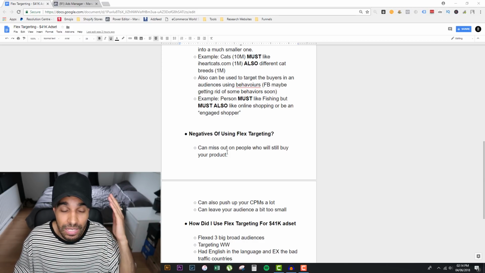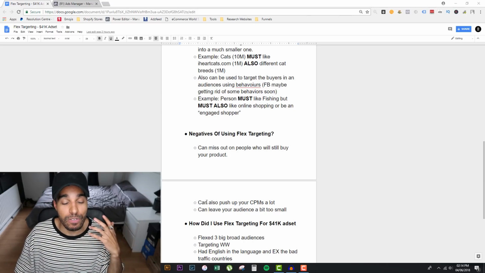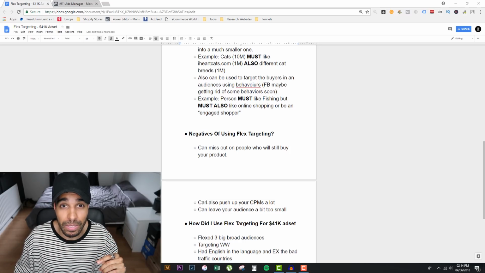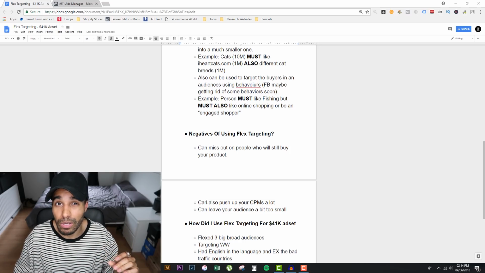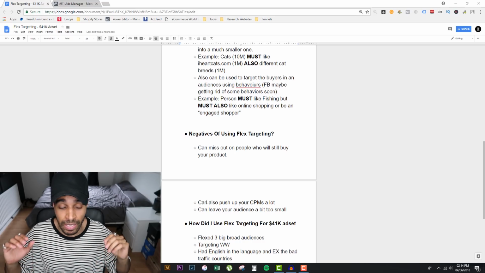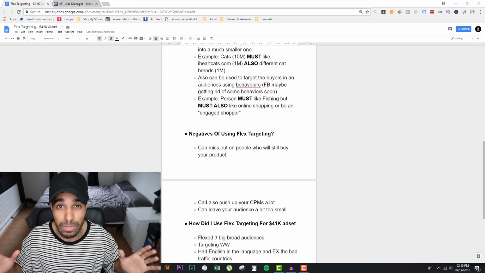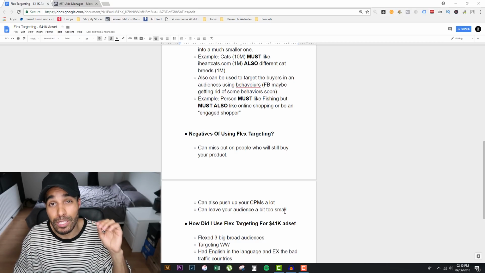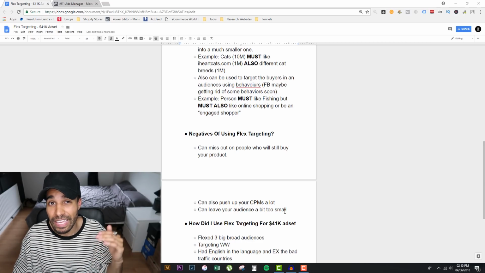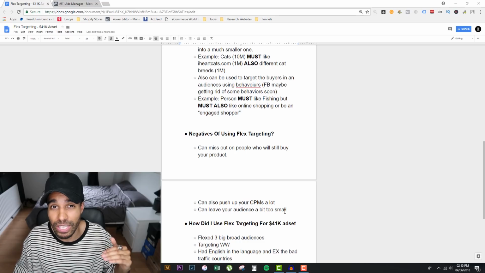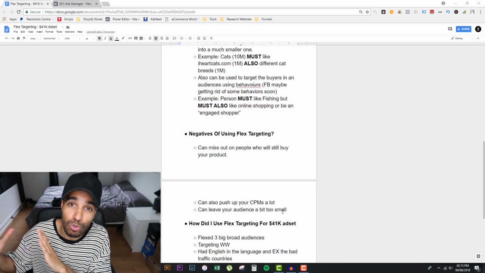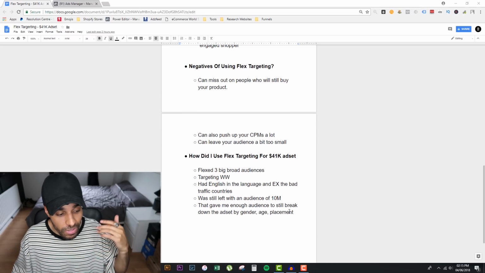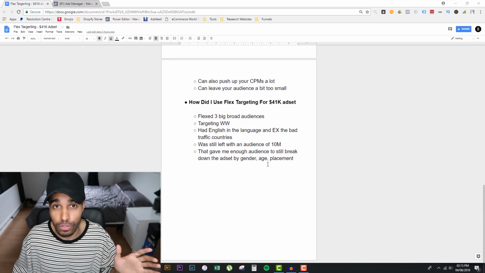Okay, always be testing. Also, what it can do is push up your CPMs a lot. So if you are flexing down quite a bit, you can push up them CPMs, so keep an eye on that as well. But as long as your ROAS is fantastic and your cost per purchase is low, then CPMs are irrelevant, but you always want to watch it. And finally, of course, it can leave your audience a little bit too small if you are niching down quite a lot. It may leave you with only an audience of, say, 200K. And if that ad set is doing fantastic, you can't grow that one any further because the audience is fairly limited.